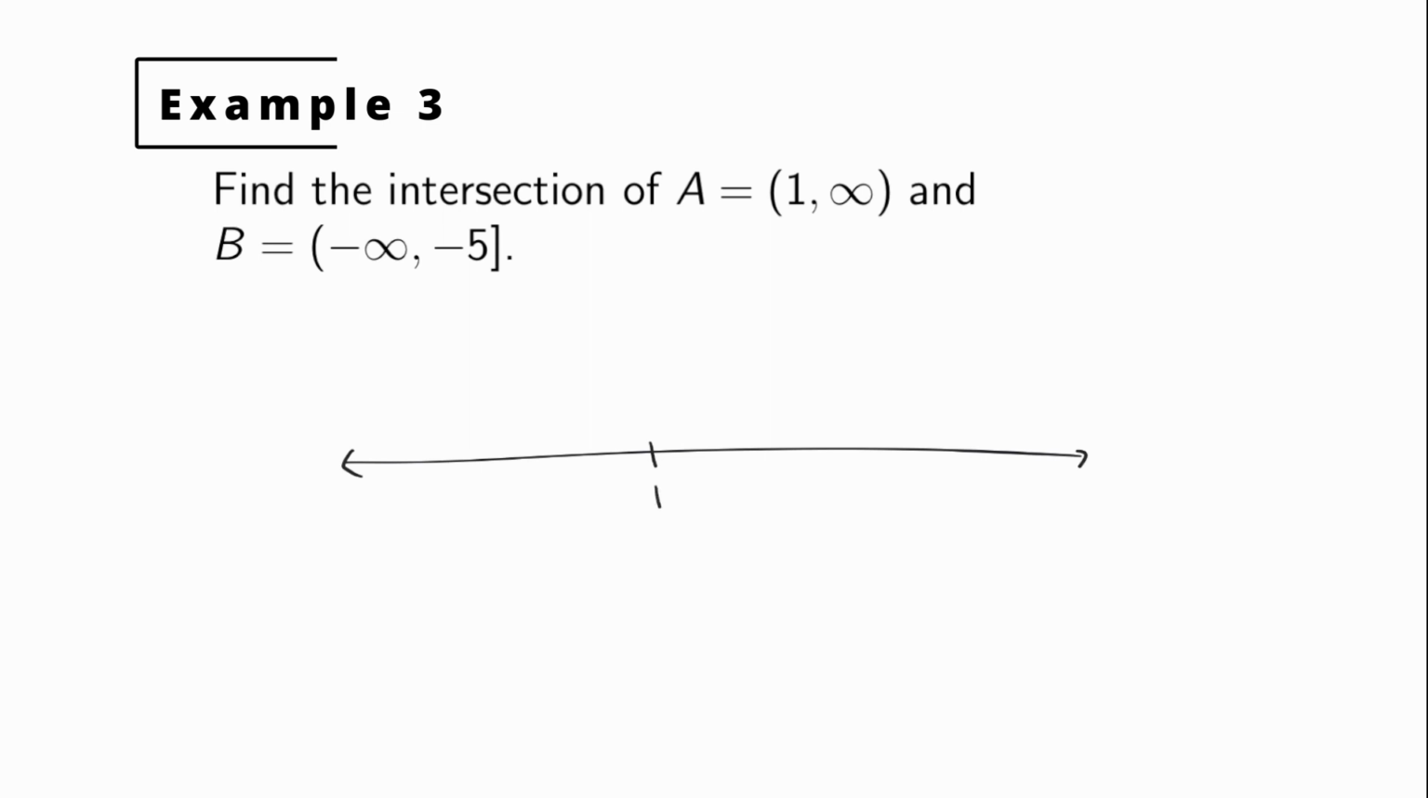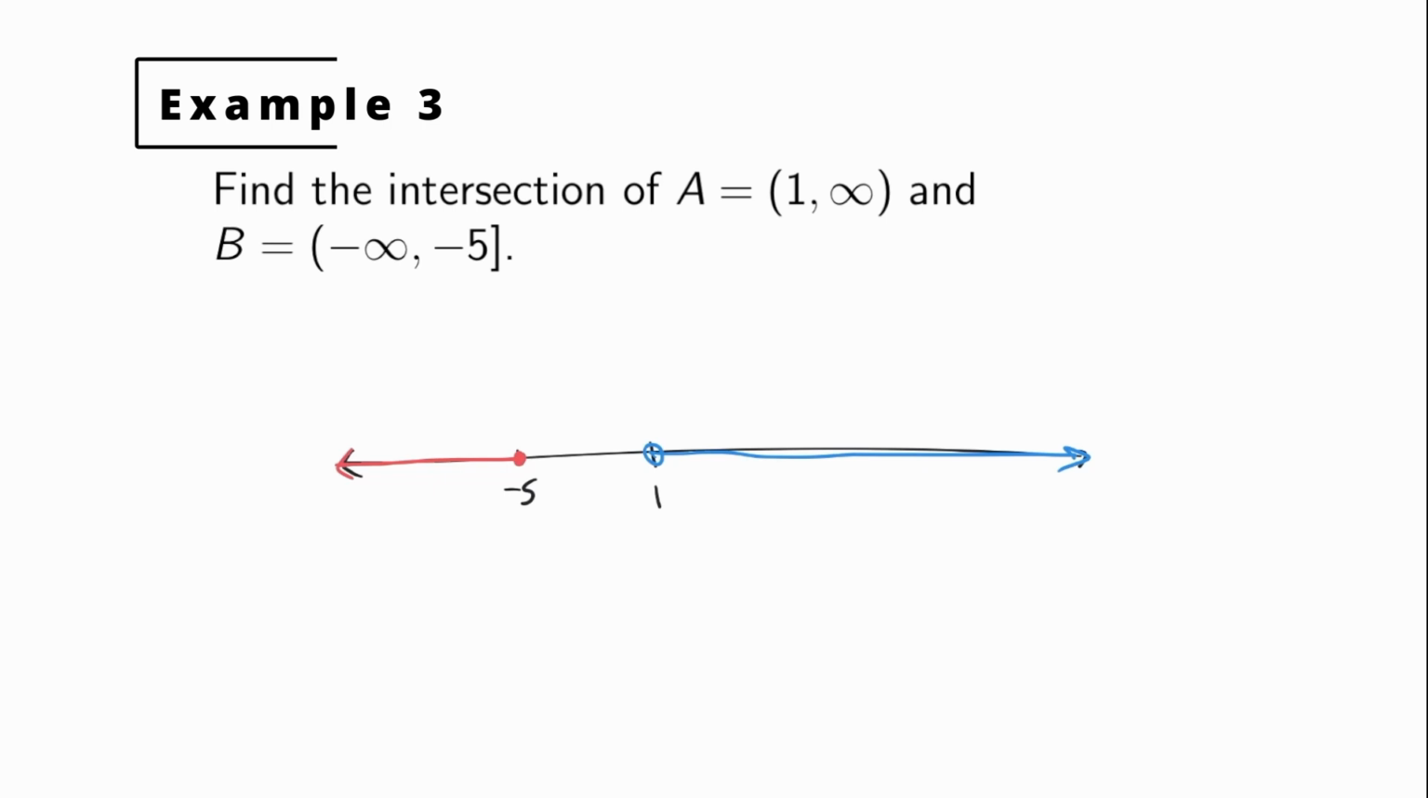So we have 1, not including 1 to infinity. 1 is the left endpoint, infinity is the right endpoint, so we just draw the arrow all the way to the right. For B, it's -infinity to -5. -5 would be somewhere over here. I'll graph that one in red. So -infinity is the left endpoint, -5 is the right endpoint, and we include the endpoint in there.